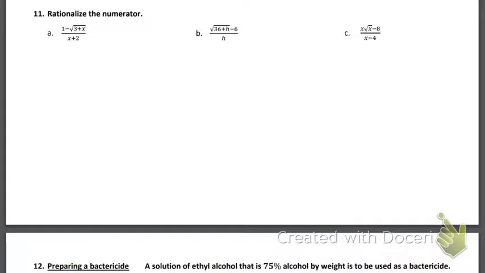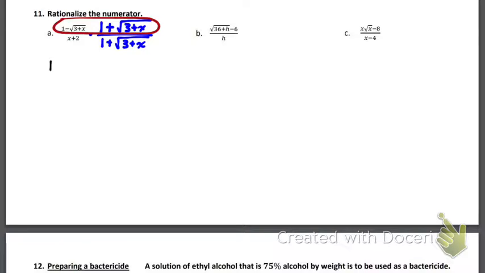Yes. We're going to rationalize the numerator, so I need to multiply by the conjugate of my numerator. So 1 plus the square root of 3 plus x over 1 plus the square root of 3 plus x. Be careful in your numerator. We have conjugate pairs here. So when I distribute, I'm going to end up with something that looks like a difference of perfect squares.